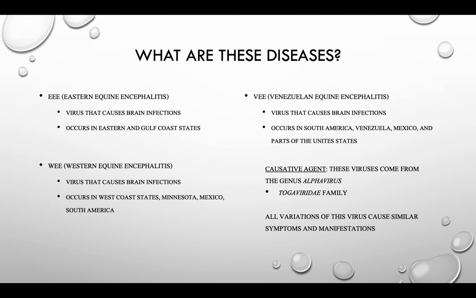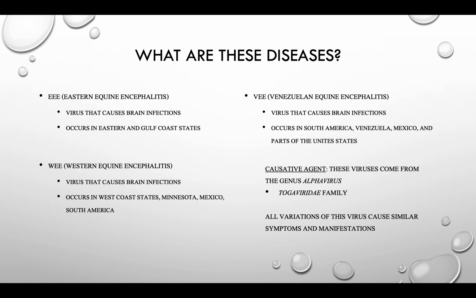So what are these diseases specifically? These are all variations of the same virus family. The Eastern, Venezuelan, and Western names all come from where they manifest in the world. They all do have similar symptoms and manifestations within the body, and they're all transmitted the same way. All of these viruses cause brain infections.